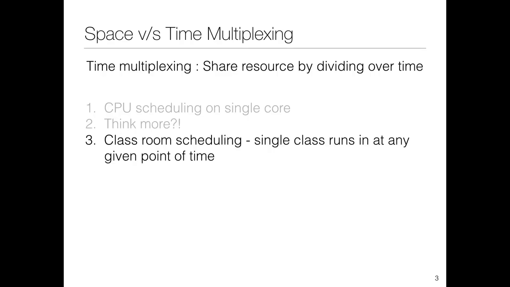Classroom scheduling is another example. Why is classroom scheduling time multiplexing? At different times, you have to schedule different classes. We have a single resource, which is this classroom. It has to be shared across multiple entities, multiple classes, multiple lectures. So you have one set of students studying OS. All of you go out, some other set of students come in. So you're dividing it into, let's say, 1 hour chunks.